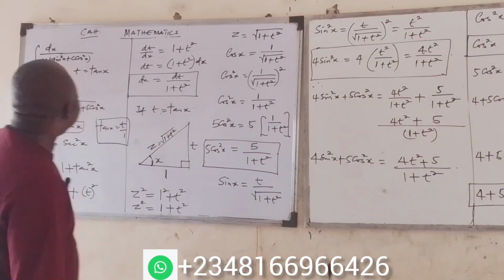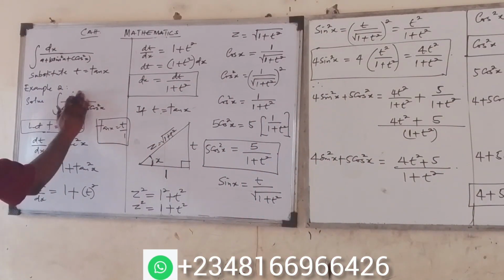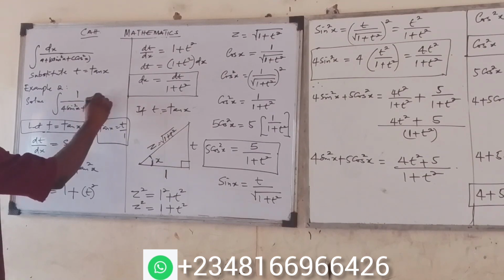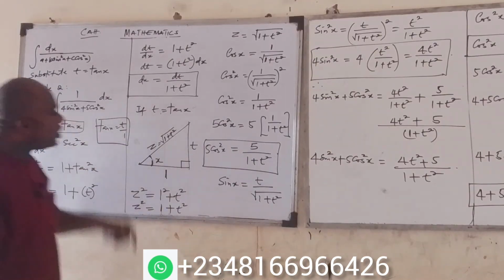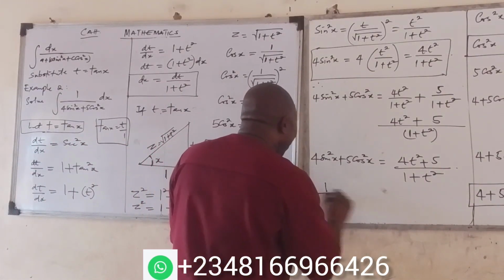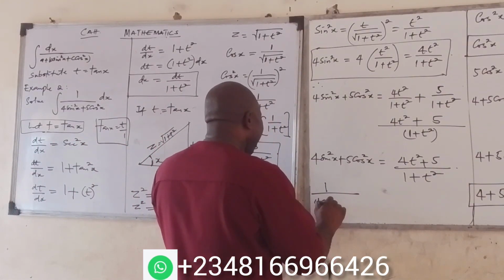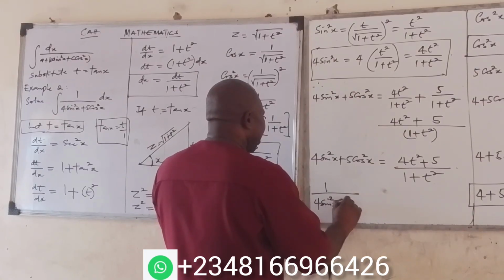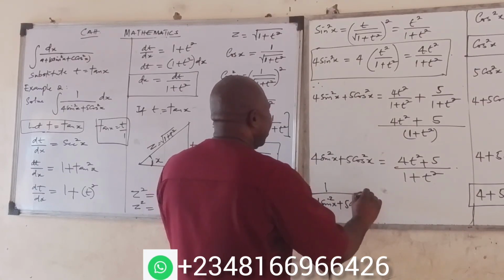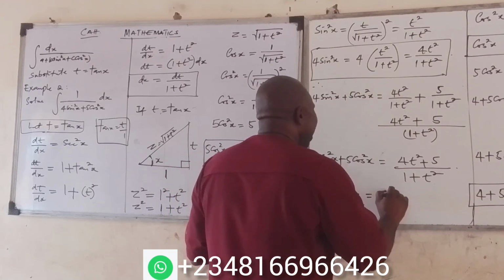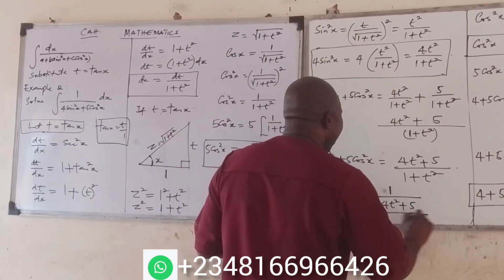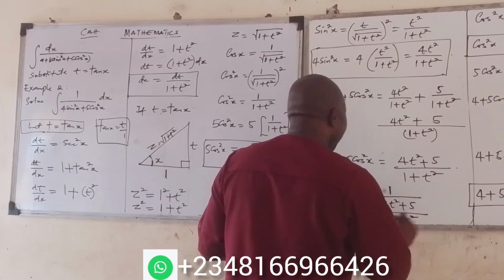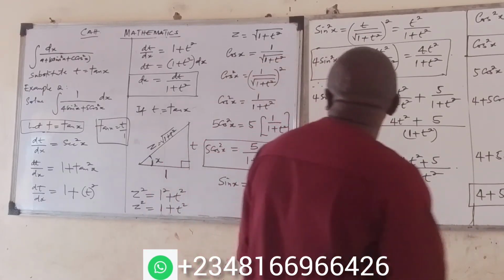Yes. Now let's look at this, because this is like saying 1 all over this dx. It's the same thing as dx all over 4 sine squared x plus 5 cos squared x. Now 1 all over this function, 1 all over 4 sine squared x plus 5 cos squared x, will be equal to 1 all over 4T squared plus 5 all over 1 plus T squared.